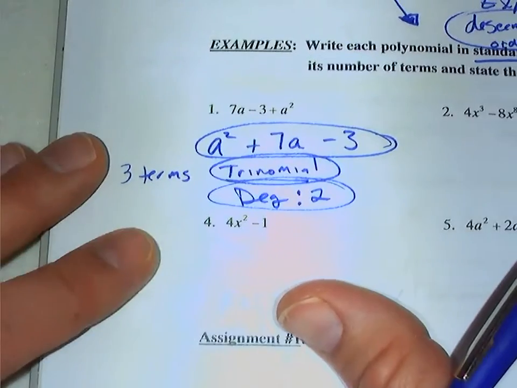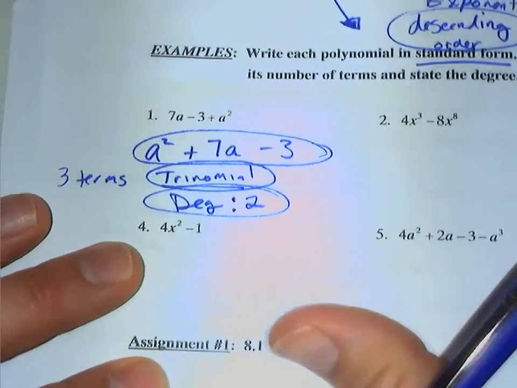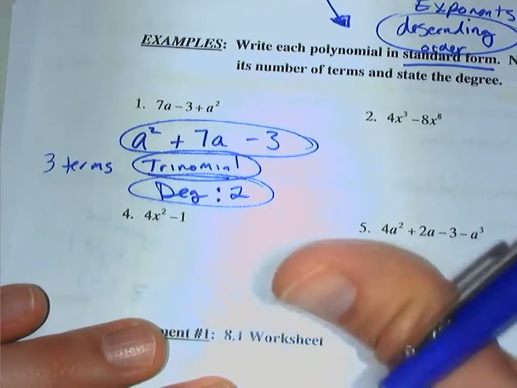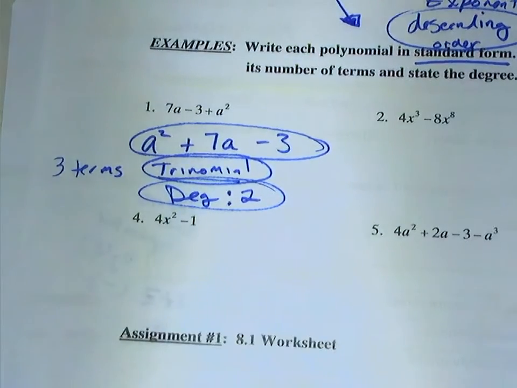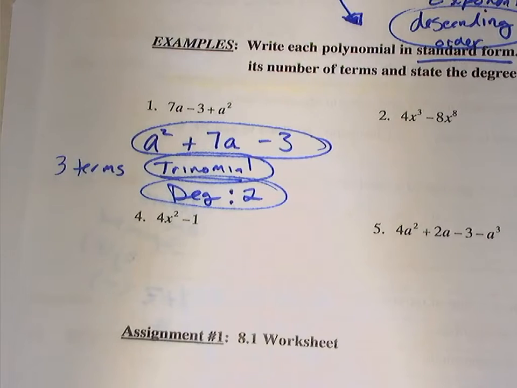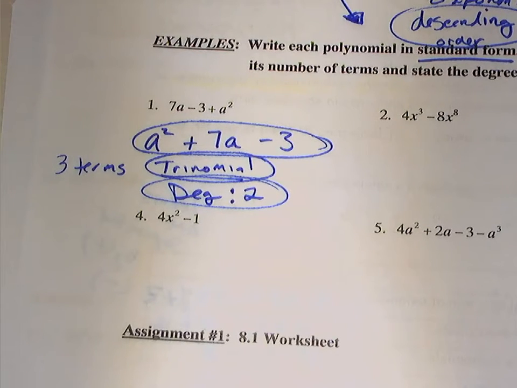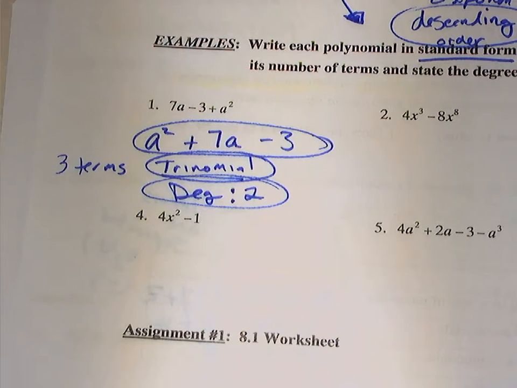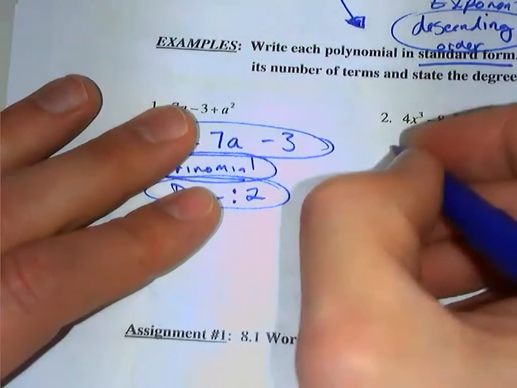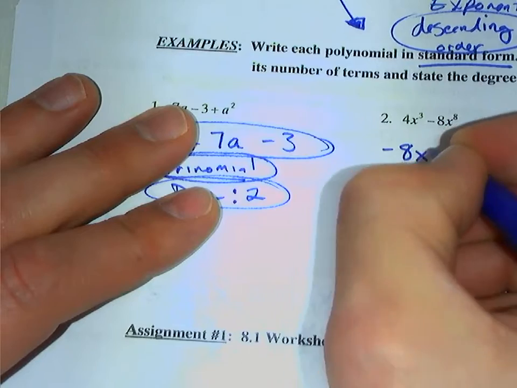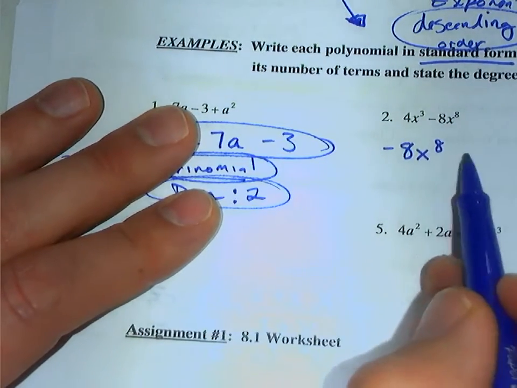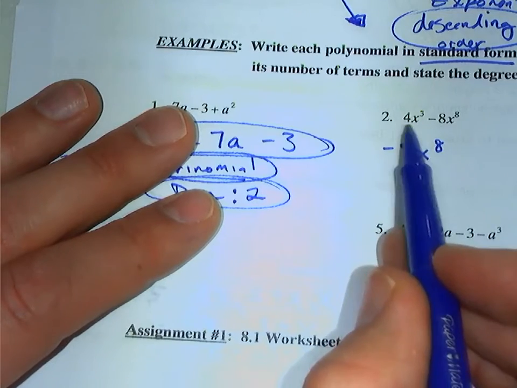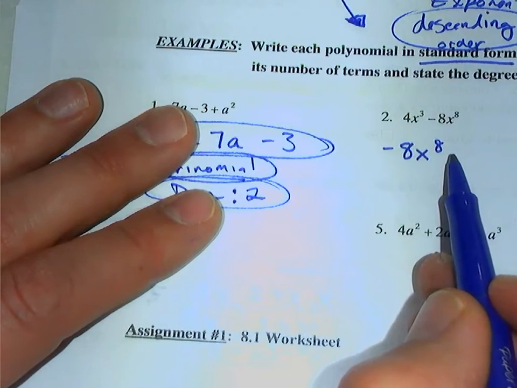So I take a look at number 2. I've got 4x cubed minus 8x to the 8th. First thing I want to do is write in descending order. So I look at the largest exponent. Katya, what do we have for the largest exponent? 8. And we write that guy first. So we write this one first, negative 8x to the 8th. And then we got to separate the next term with a plus or minus sign. So is 4x cubed positive or negative?